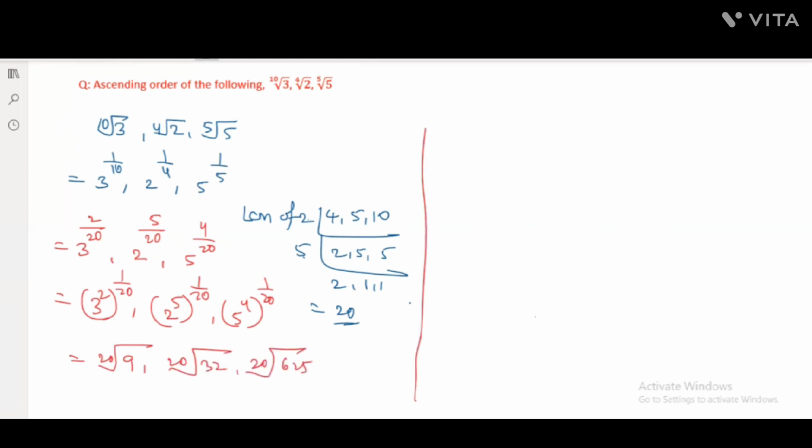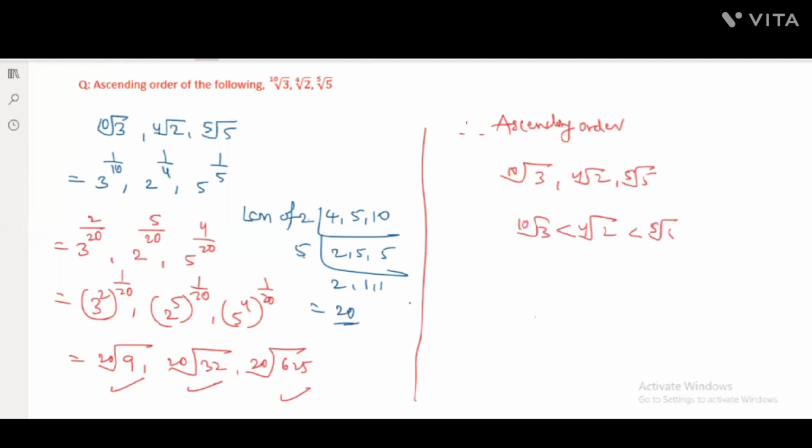So among these, which is bigger one, I mean greatest one? So greatest one is this one, second one is this one, third one is this one. So ascending order. So therefore, ascending order of given one is, so 10th root 3 is a smaller one. So next 4th root 2, next we'll get 5th root 5. That means 10th root 3 is lesser than the 4th root 2, lesser than the 5th root 5. So this is the ascending order of the given problem.